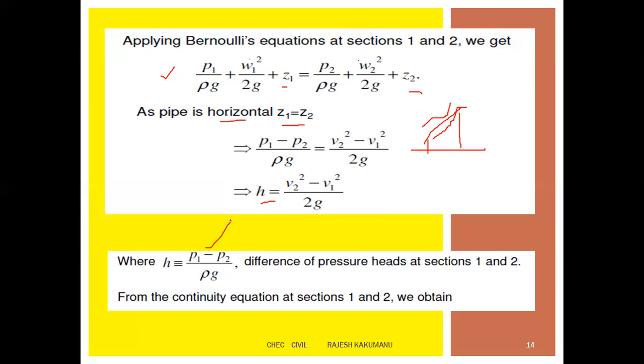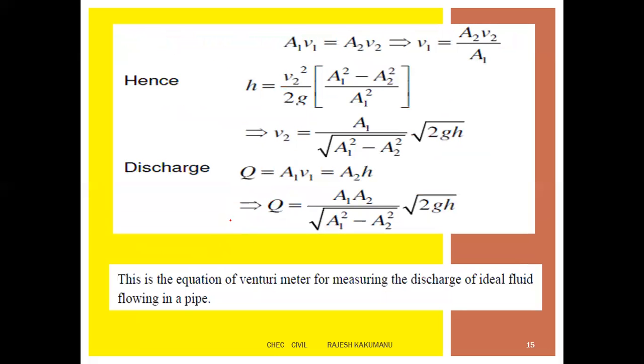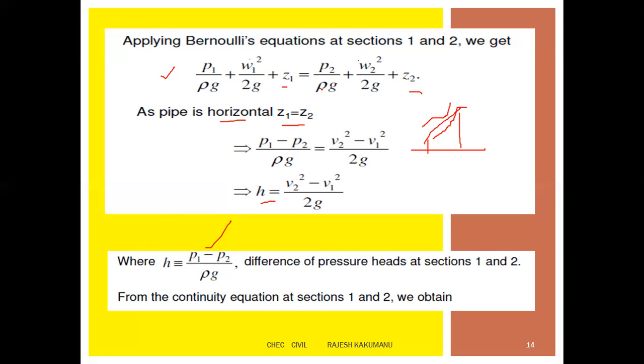For the continuity equation at sections 1 and 2 we get A1 V1 is equal to A2 V2, so V1 is equal to A2 V2 by A1. Now what is H here? H is equal to V square by 2g.